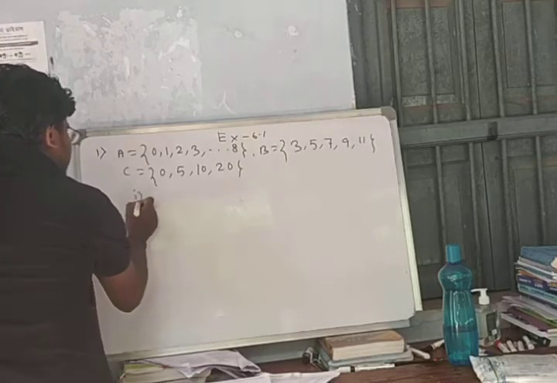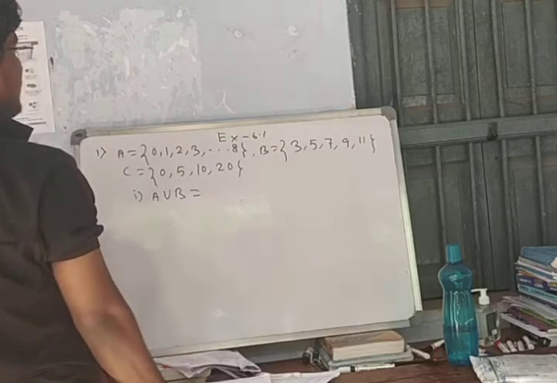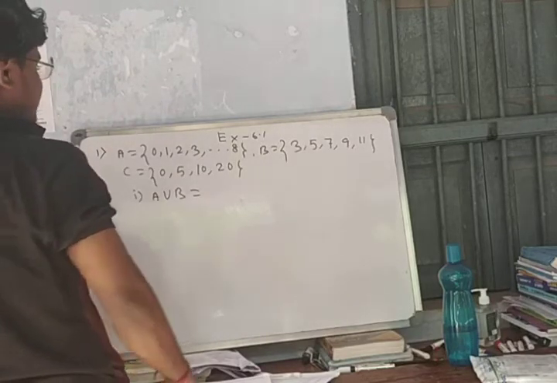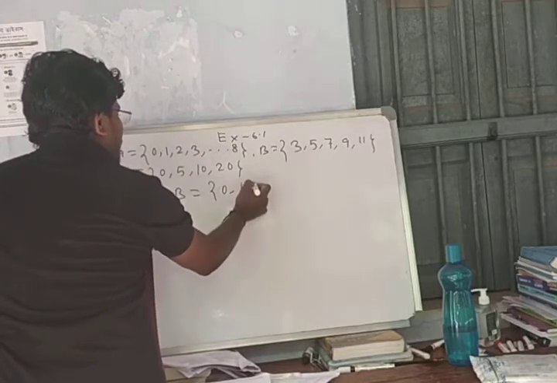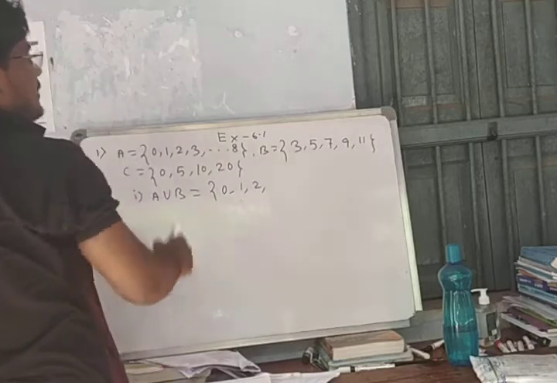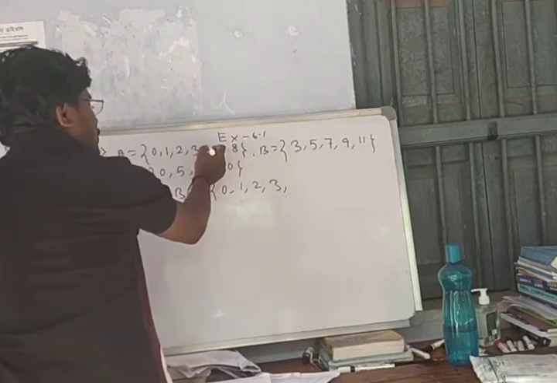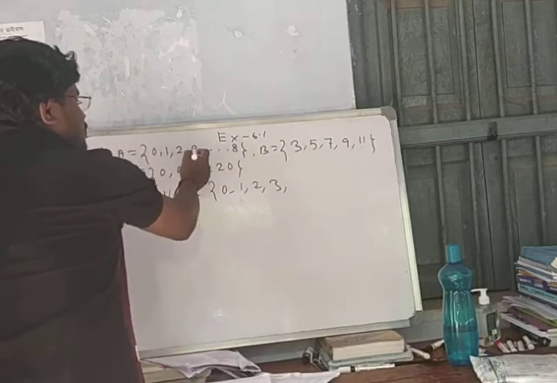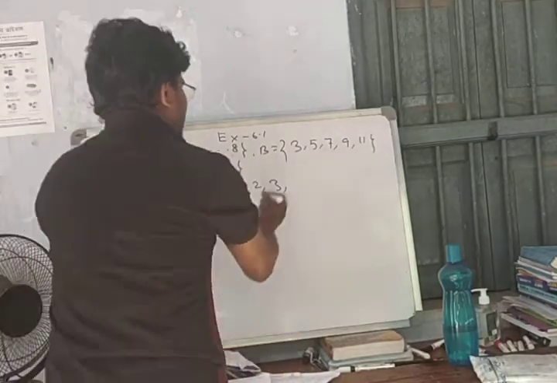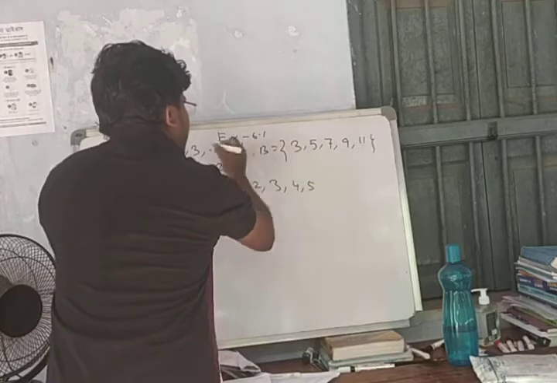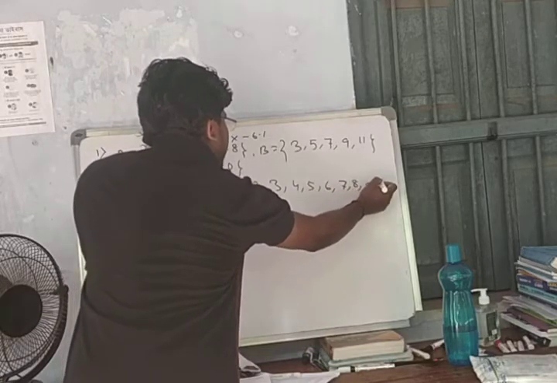Now find A union B. At first you have to find A union B. Between A and B, you have to write all the elements. So you will write 0, 1, 2, 3. 3 belongs to both sets, so you will write it only once. Here it is 4, also containing 4. It is 0, 1, 2, 3 up to 8, which means it contains 4, 5, 6, 7 also. So 4, 5, 6, 7, 8, 9 and 11.